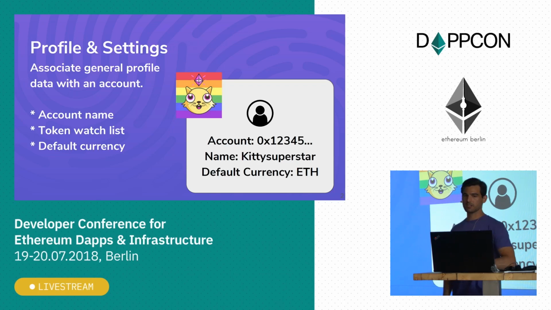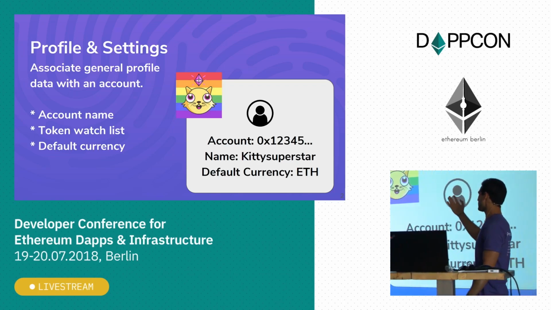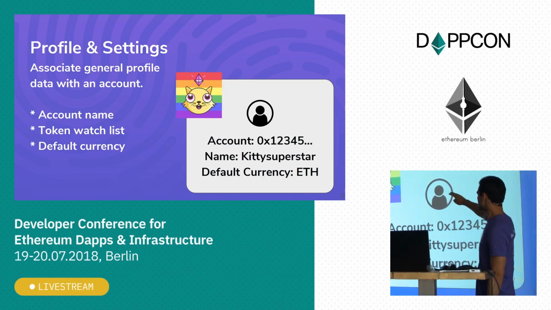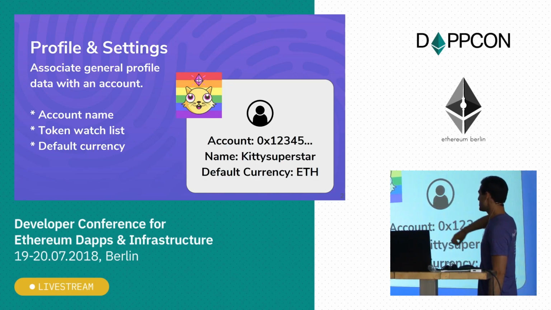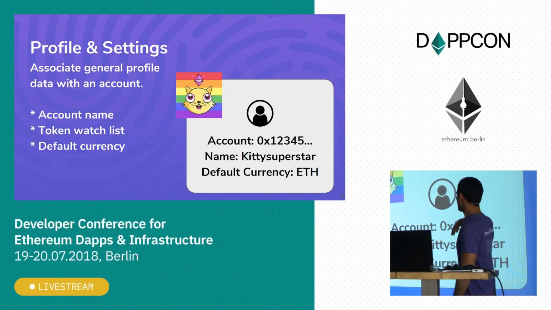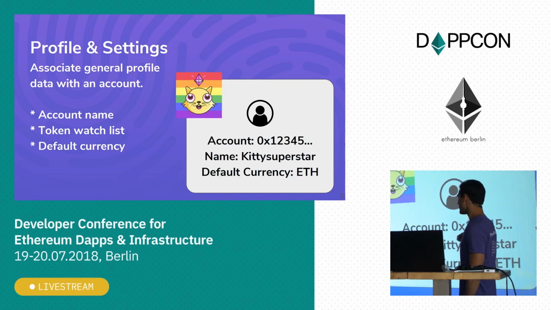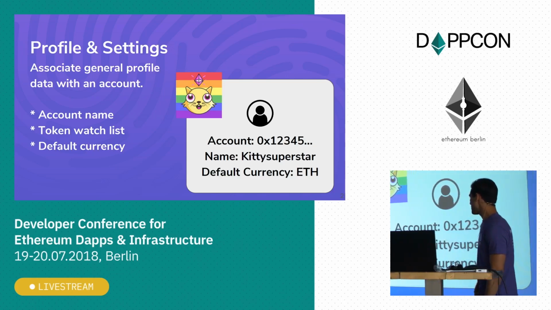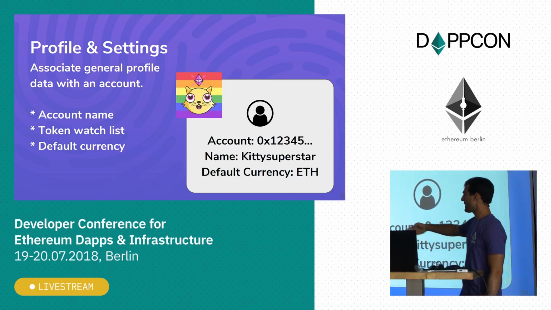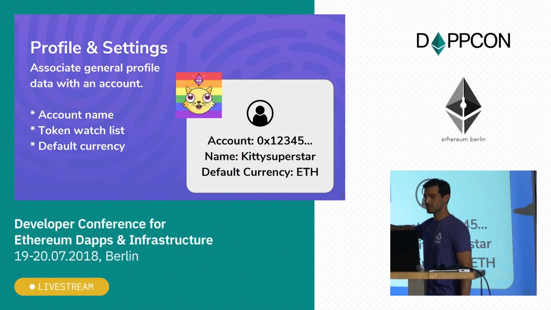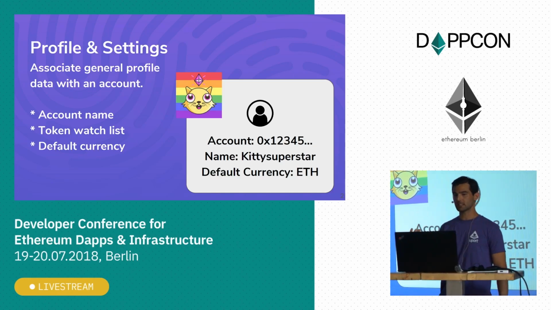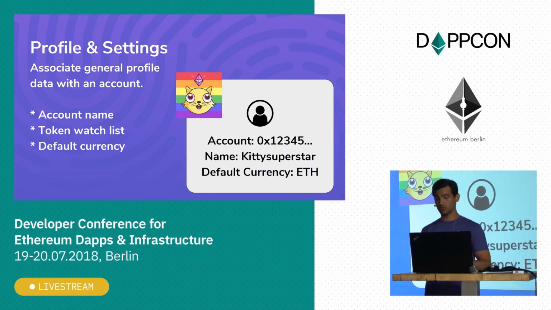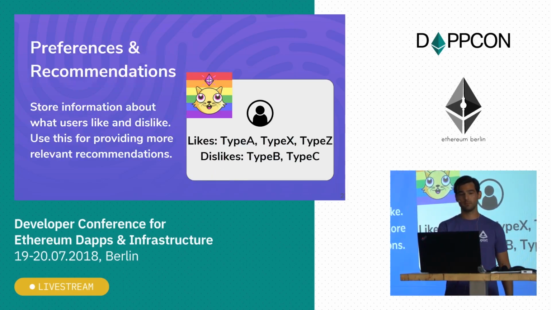You can store profiles and settings. So you have your CryptoKitties dApp, you have an avatar placeholder, you can add an image there yourself, you can give your account a name, Kitty Superstar, you can set a default currency, you can set token watch lists like in MetaMask. All of this data that's generally about you can follow you around the web.